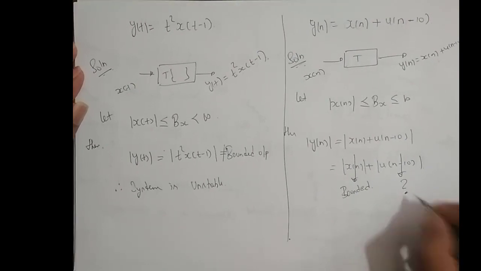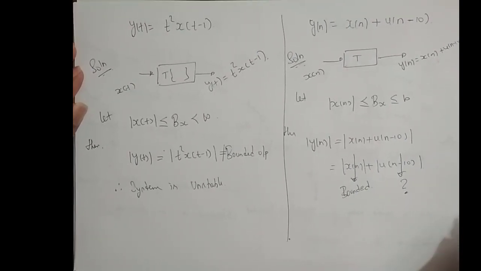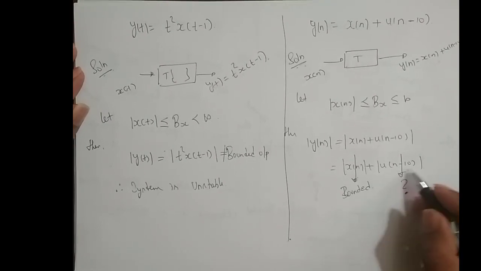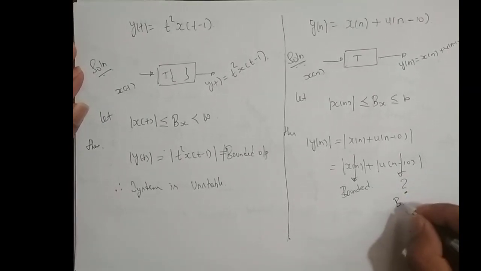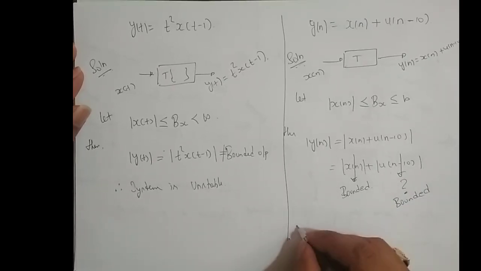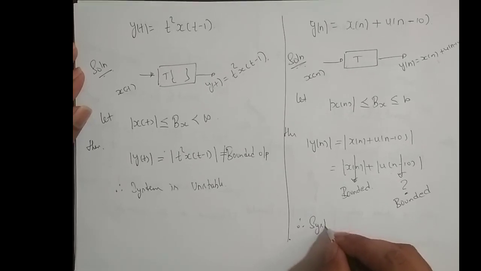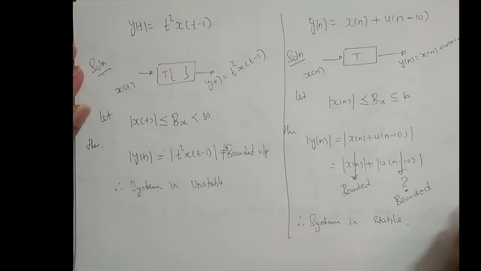And is this bounded? U of n minus 10, is this bounded? What is the amplitude of this? It's a unit step function, right? And what is the amplitude? It is actually 1, right? This is also bounded. So both are bounded, therefore output is bounded. So therefore system is stable.